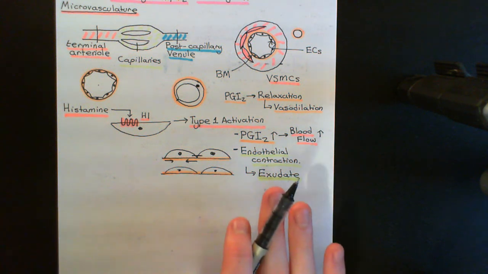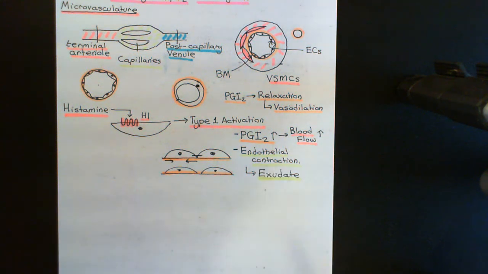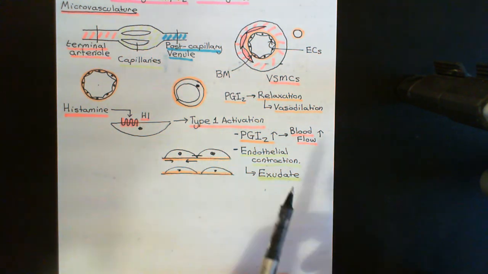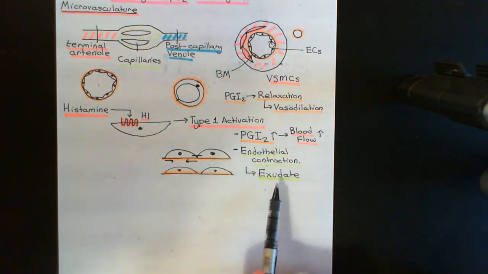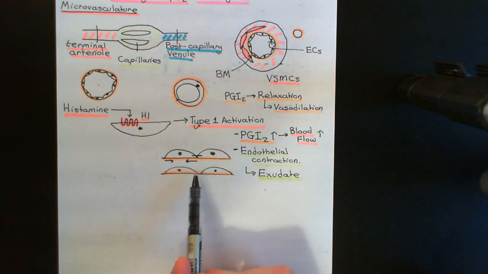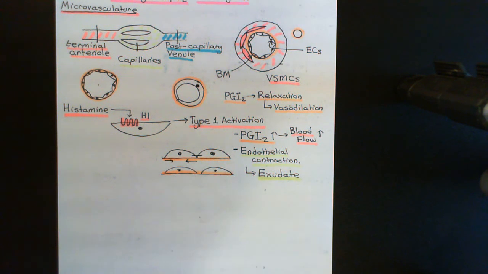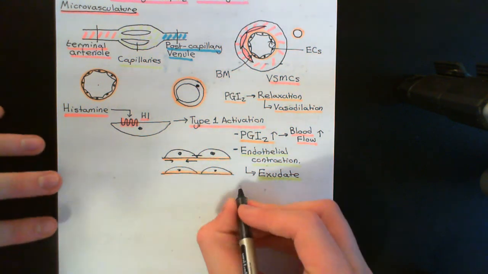So that is the second part of type 1 activation, endothelial cell contraction, which is going to result in the formation of an exudate. Now note that although fluid and proteins now can leave through these gaps, they are not really big enough for cells to move through yet. At least it's not big enough for them to move through unaided. They're going to require aid from the endothelial cells.